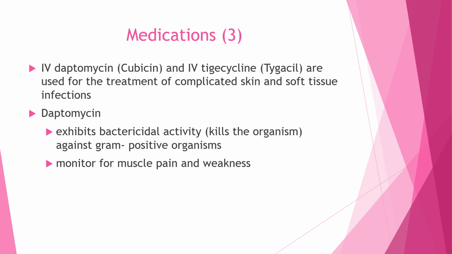Cubicin and IV Tigacil are used for the treatment of complicated skin and soft tissue infections. Cubicin exhibits bactericidal activity, meaning it will kill the organism, against gram-positive organisms. So we will monitor this patient for muscle pain and weakness.